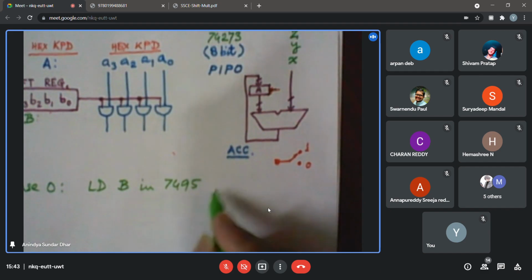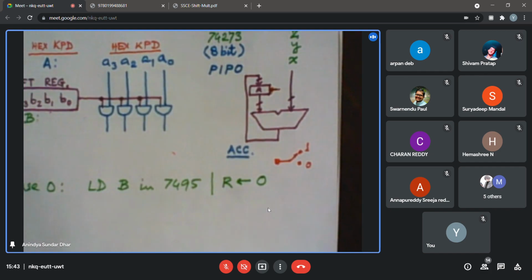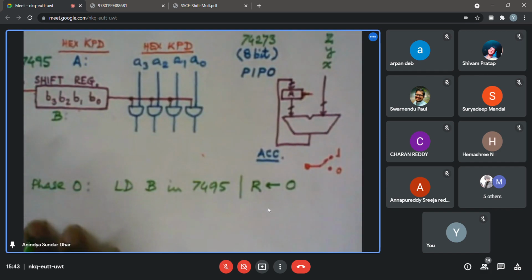And also what we are doing in parallel, you are clearing the accumulator. If I call the accumulator register as R, where we will be storing the result, we are clearing that. So R is being fed with 0.